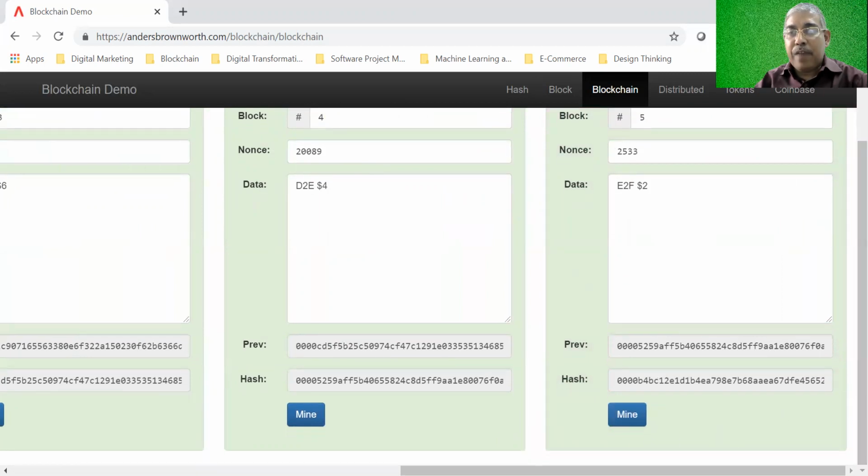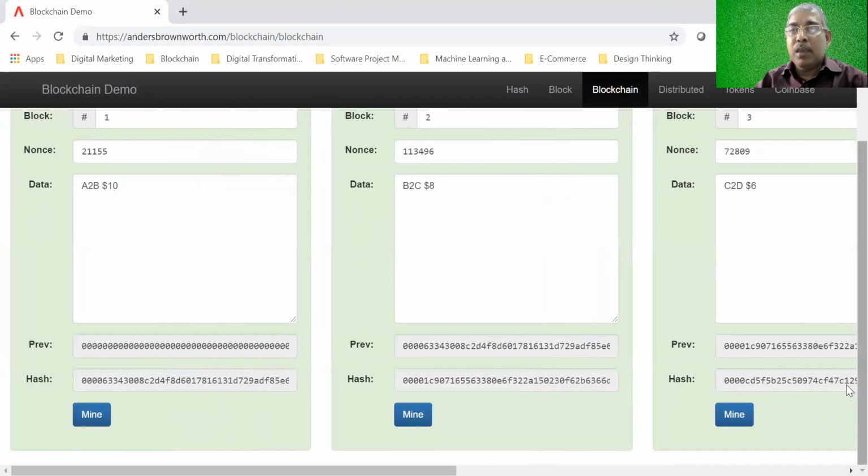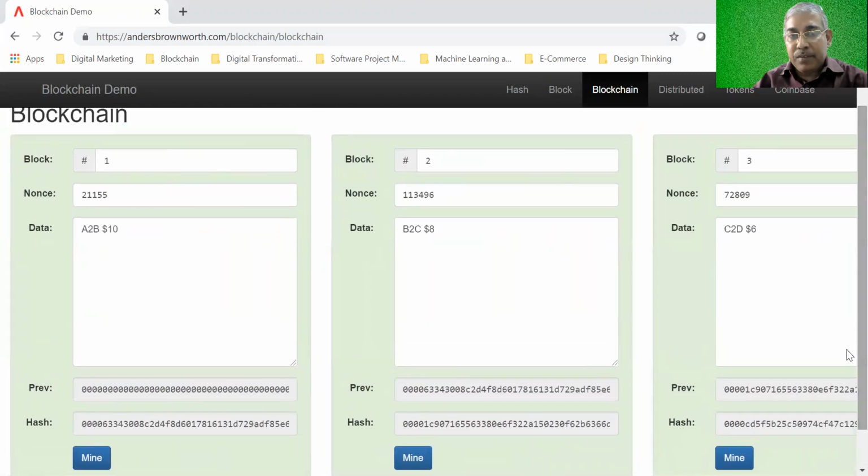So now we have a valid set of blocks. Now let us understand some interesting things. One new field that has been added is the previous. This previous means the hash of the previous block. If you see, the value in the previous field of block 2 is equal to the value in the hash field of block 1. That means every block contains the hash of the previous block.